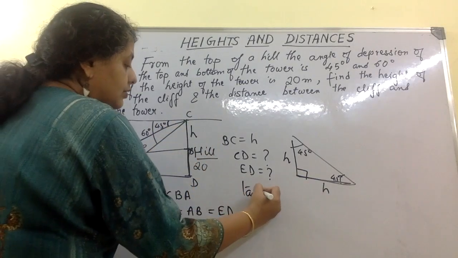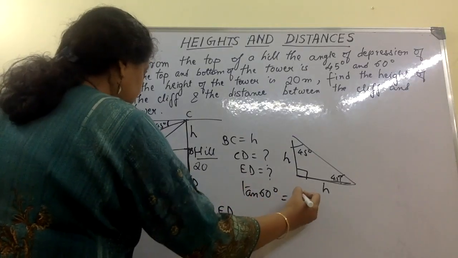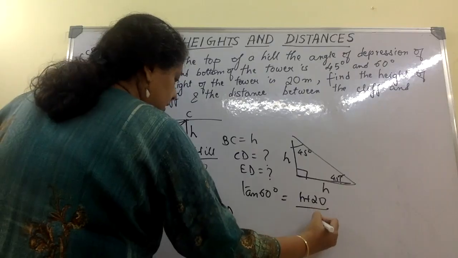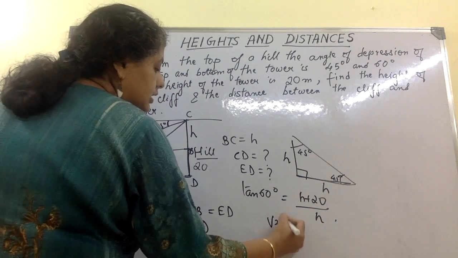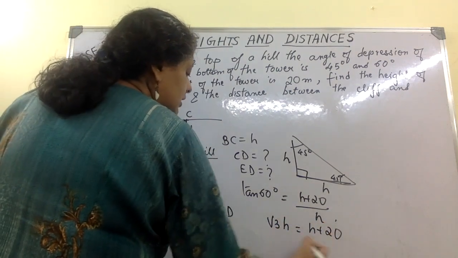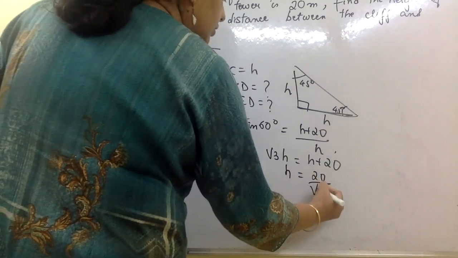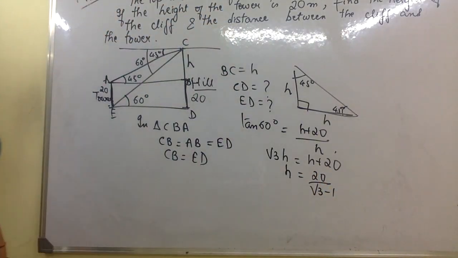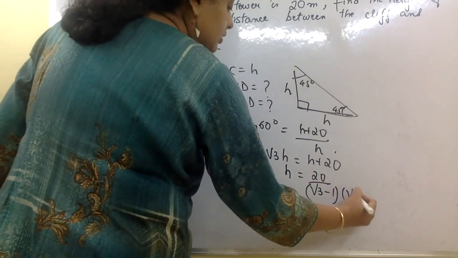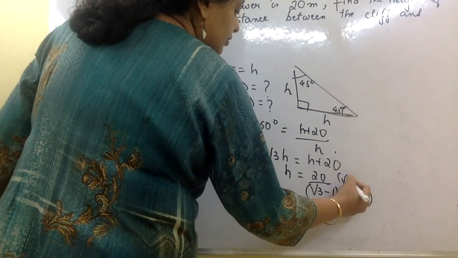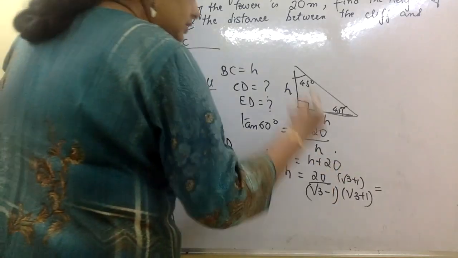Tan 60° now, that is for the bigger triangle CDE. Tan 60° is (H plus 20) by H, because this part is also H. So root 3 H is H plus 20. So H is equal to 20 by (root 3 minus 1). Don't calculate it like this, the trick is to multiply by root 3 plus 1 above and below. Here it becomes 3 minus 1, that's a 2.